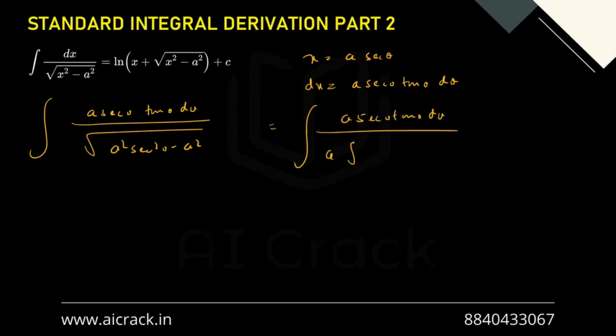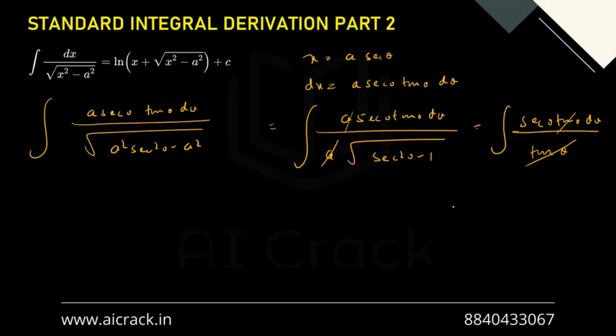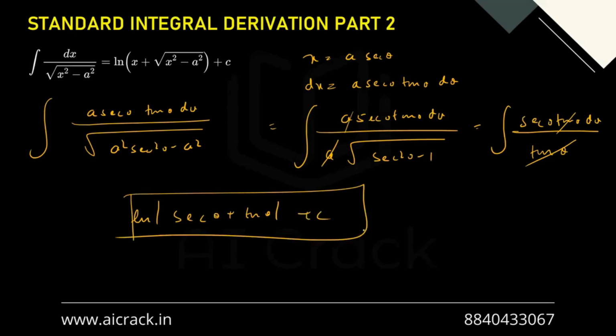Now this becomes a sec theta tan theta d theta. We take a as common and we get sec square theta minus 1. Now this and this gets cancelled out. Now we know that sec square theta minus 1 equals to tan square theta, right? So this actually becomes sec theta tan theta d theta divided by under root tan square theta, which is nothing but tan theta only, right? Assuming that we are following the domain restrictions. So this and this gets cancelled out. So what we have got is integral sec theta. Now we know that integral sec theta is ln of modulus of sec theta plus tan theta plus c. And this is our final answer.